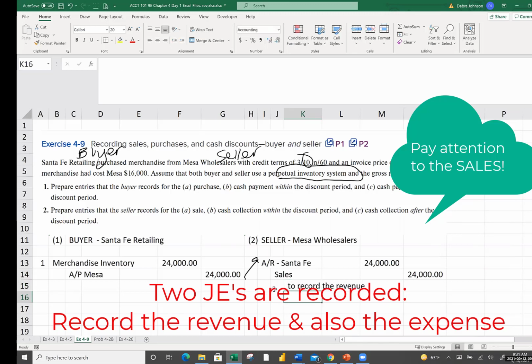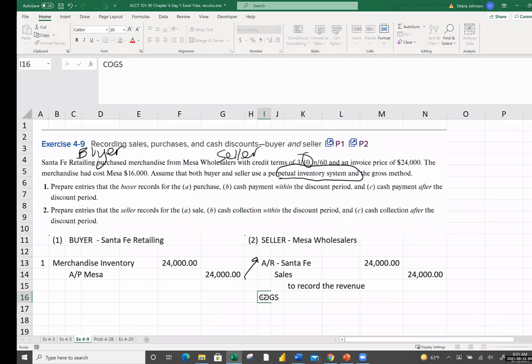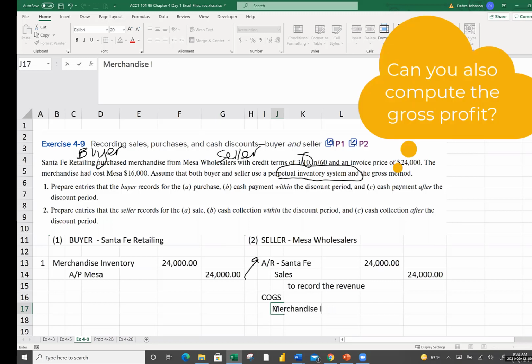Here's the new part. The expense also has to be recorded. So we're going to use COGS, or cost of goods sold. And because we're selling the merchandise, our merchandise inventory needs to go down by the cost of that merchandise. And they would have to disclose to you what that is. It was $16,000. And here's the other great thing about a perpetual inventory system.